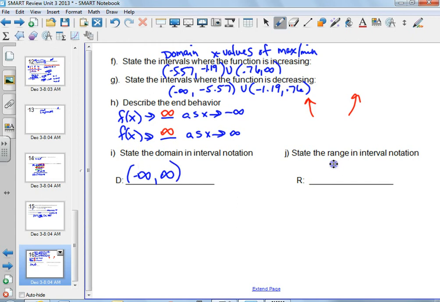But for the range, what you need to do is identify the lowest y value. And remember, that was that negative 215 thing. So for us, the range is negative 215.45, and then it travels up to infinity forever. And that is your unit 3.